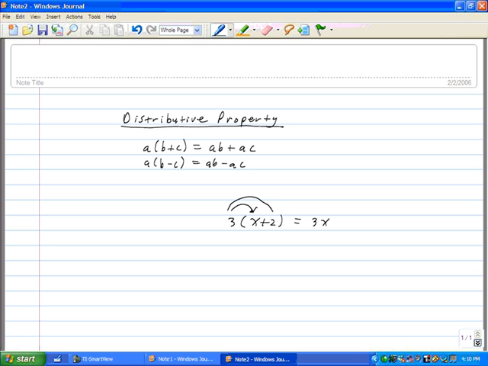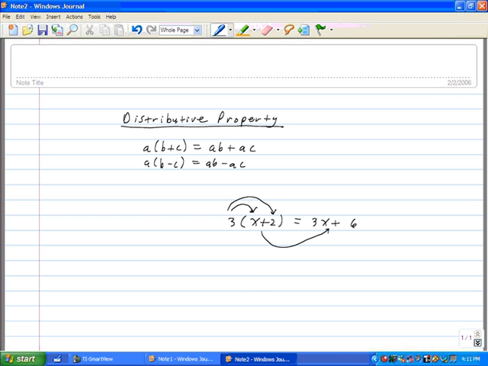I can distribute the 3 onto the 2. 3 times 2 is 6. It was an addition, so we put the plus in the middle. Now the parentheses are gone, and we haven't done anything to violate the order of operations because the distributive property says we can do this.